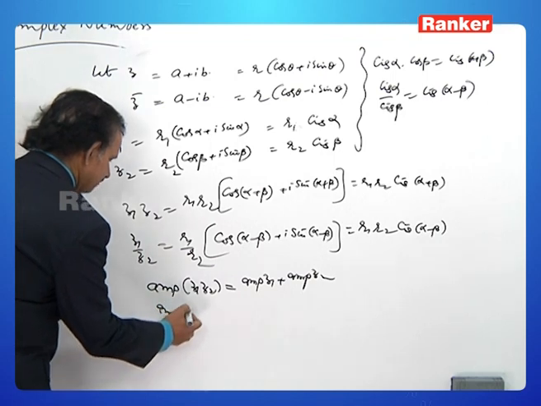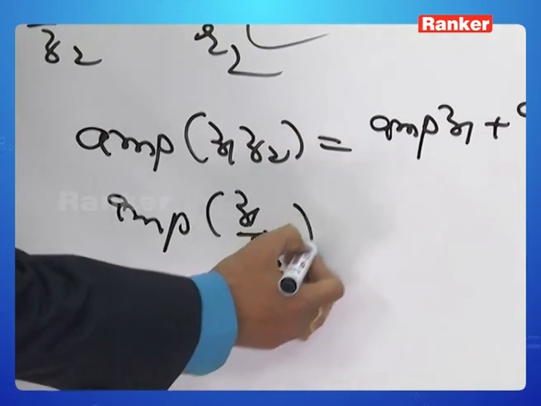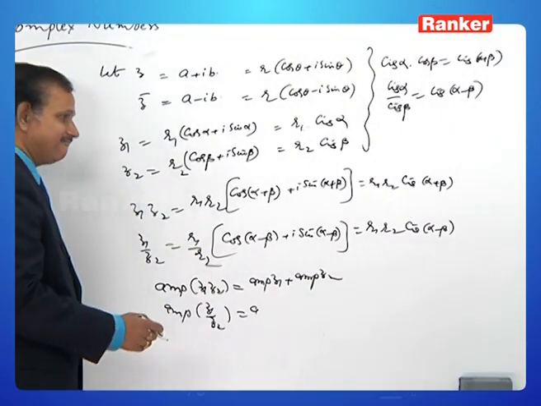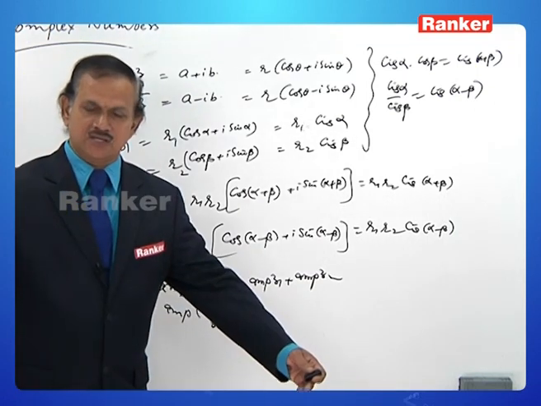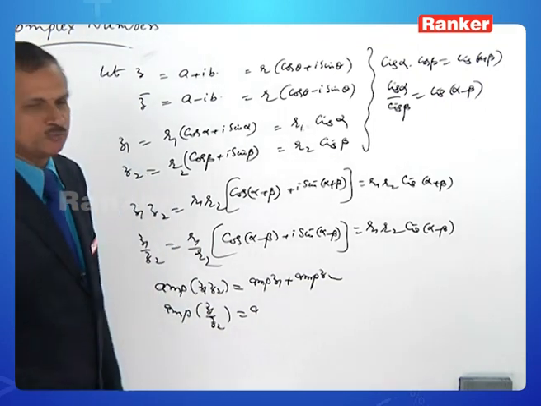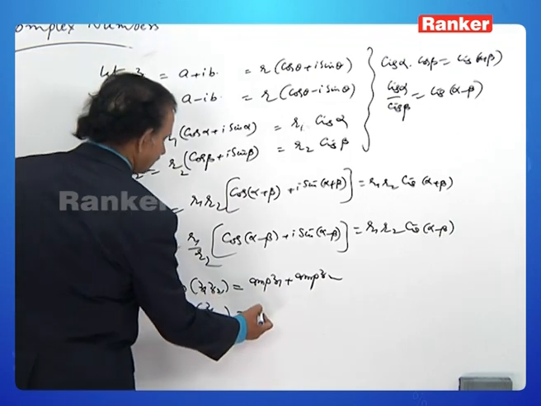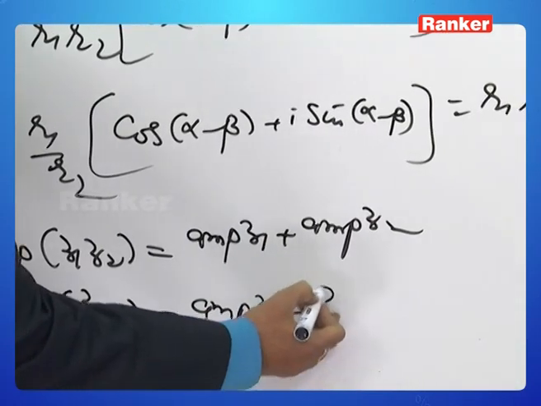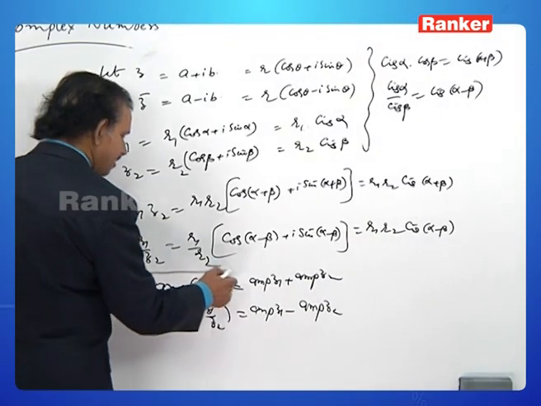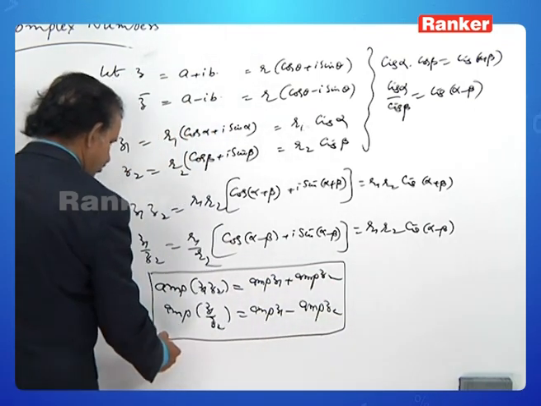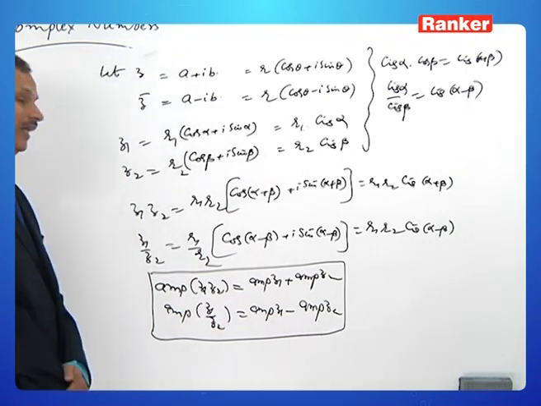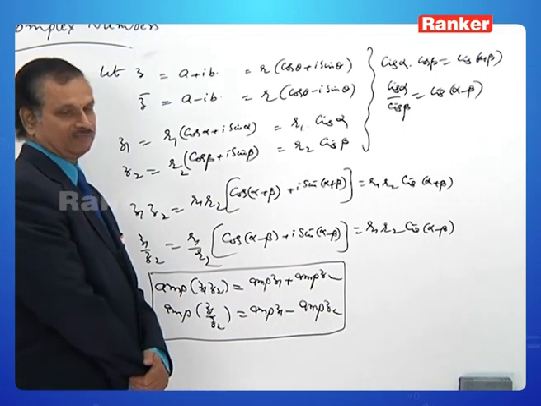Similarly, amplitude of Z1 by Z2. How can you make it? Z1 by Z2 you could have written as R1 by R2 into cis alpha minus beta, that is cos alpha minus beta plus I sin alpha minus beta. Hence the amplitude is alpha minus beta, that is amplitude of Z1 minus amplitude of Z2. These two are the important things that you may have to recollect.